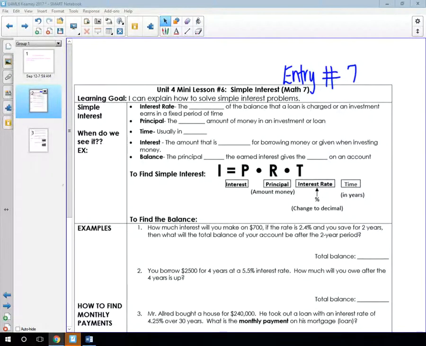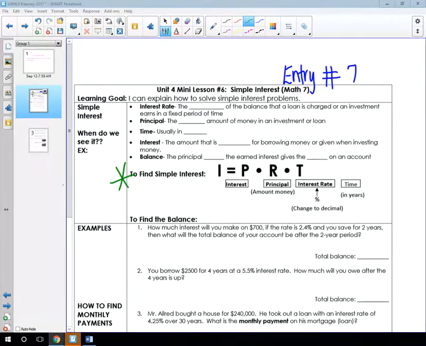I'm going to give you a really simple formula that's going to help you solve all of these problems, and the formula is right there on your paper. To find simple interest, you're going to use the formula I equals P times R times T. That big dot just means you're multiplying. So to find the I, you're going to do P times R times T.